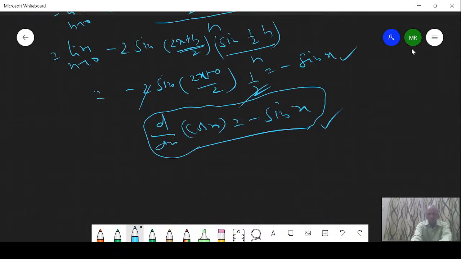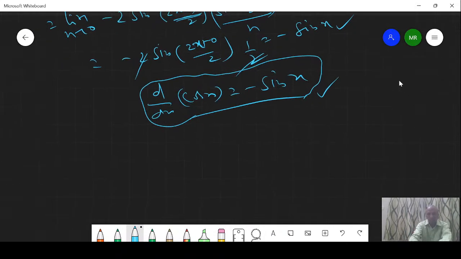Now we will explain one more. Find the derivative of tan x from first principle. F of x is equal to tan x. They are asking, from first principle, find the derivative of f of x equal to tan x.